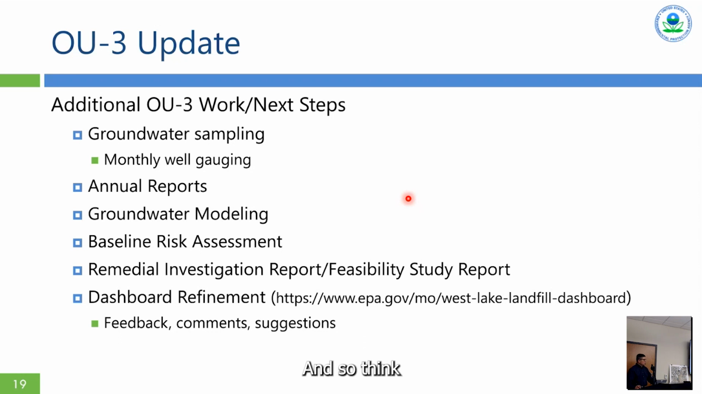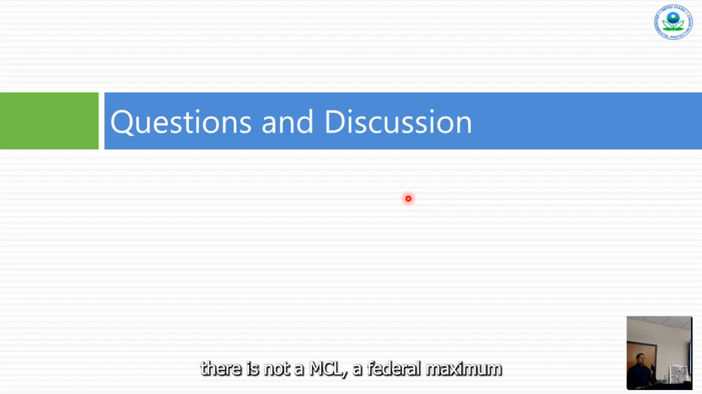One other thing, the baseline risk assessment is going to be important for the 1,4-dioxane because there is not an MCL. So the risk assessment will help us determine what an appropriate cleanup level is. Can you repeat that? Yes, I said for 1,4-dioxane, there is not an MCL, a federal maximum contaminant level. And so cleanup levels for that compound will be assessed as part of the risk assessment.